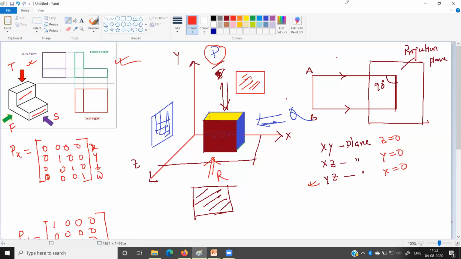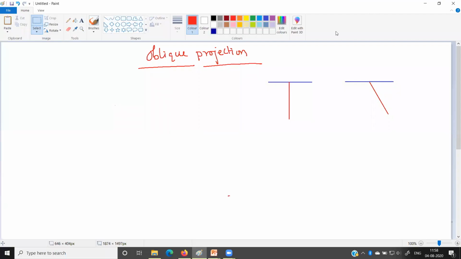Now next we will discuss the oblique projection. In case of oblique projection, you can see that this is our projection plane. So this AB is our projection plane, and there is a point, let us say P. Now while we were discussing the orthographic projection, the projectors or projection lines come directly from the point P, and fall on the projection plane at an angle of 90 degrees.